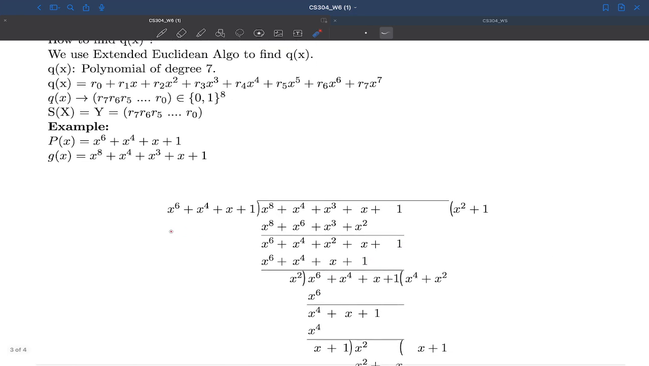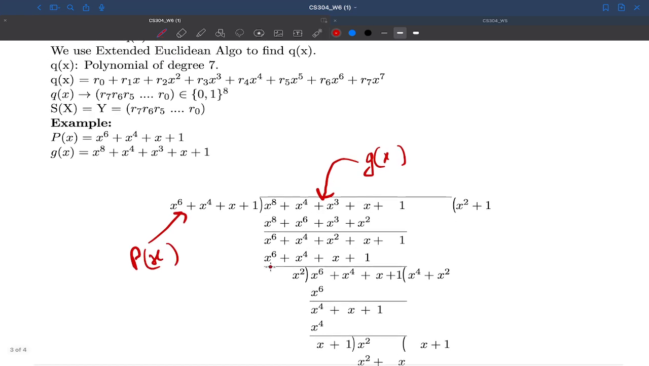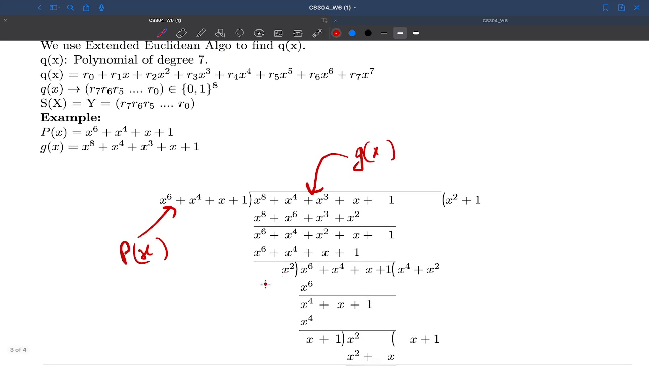So I have divided this g(x) with p(x). Let me write it here. This is my g(x) and this is my p(x). I'm dividing and I'm getting a remainder. This is my remainder, x^2. So I'm calling it r1. Let's say I'm calling it small case r1. This is my remainder r1.